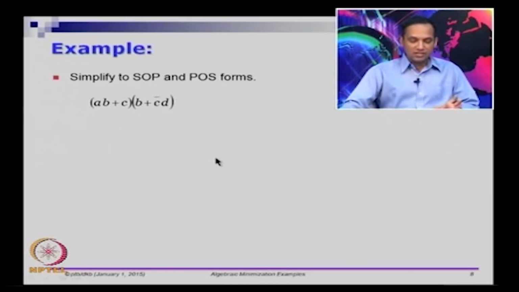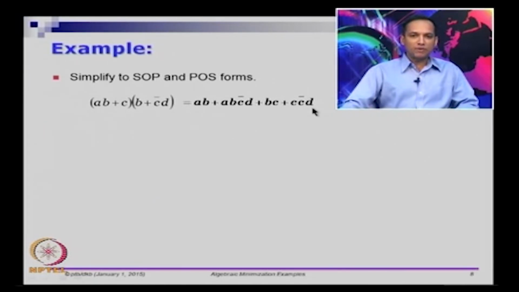So if you are asked a question like this to convert to both SOP and POS forms, the first thing you have to do is get it in one form. So let's try and get it in the SOP form first. So you expand the product out. So AB into B is ABB, which is AB itself. Then you have AB into C̄D, that is ABC̄D. Then you have C into B, that is BC. Then you have C into C̄D, that is CC̄D. So we have these four terms.